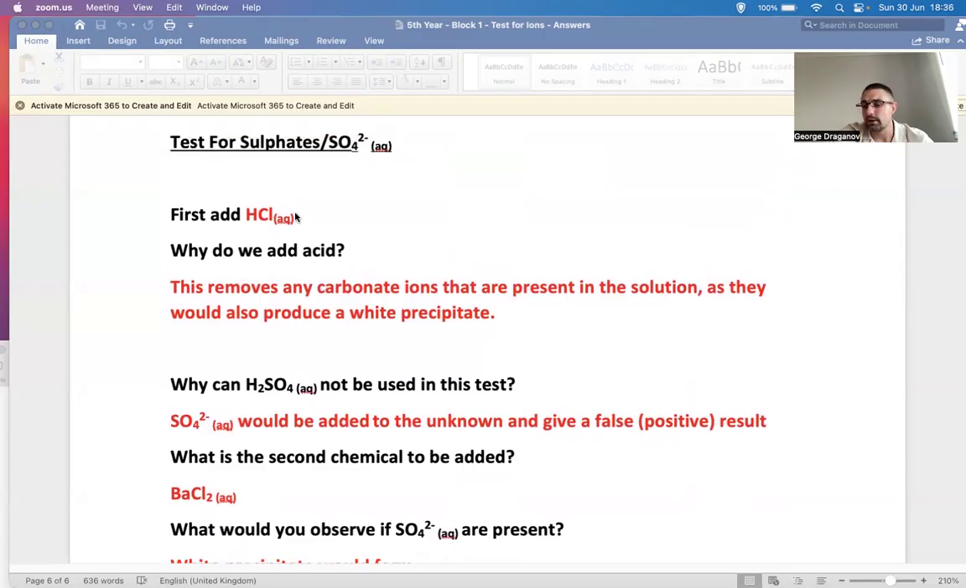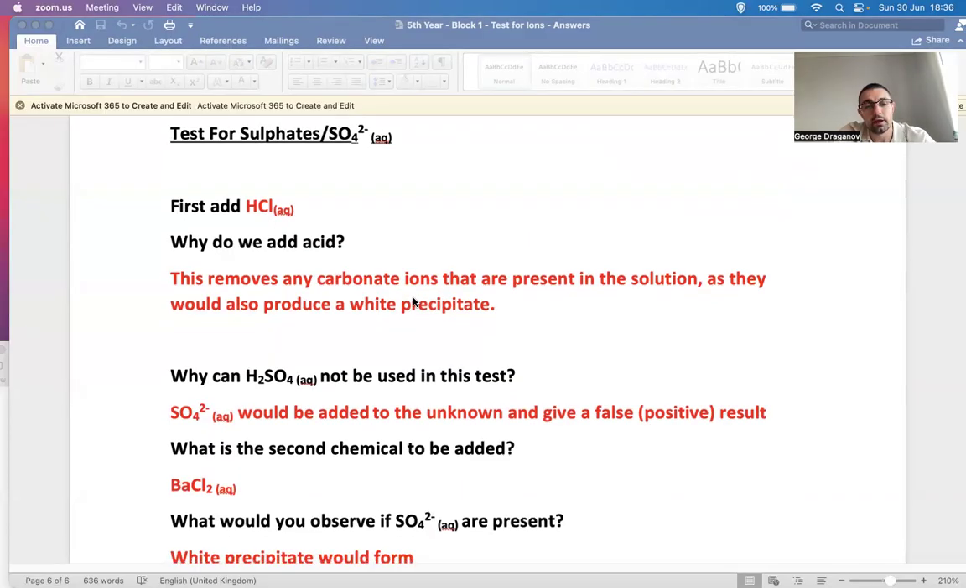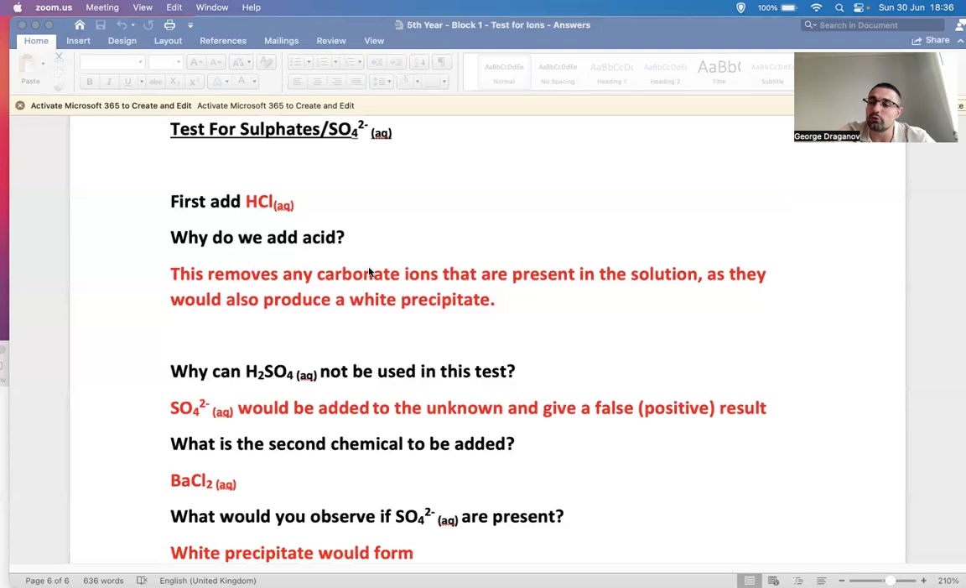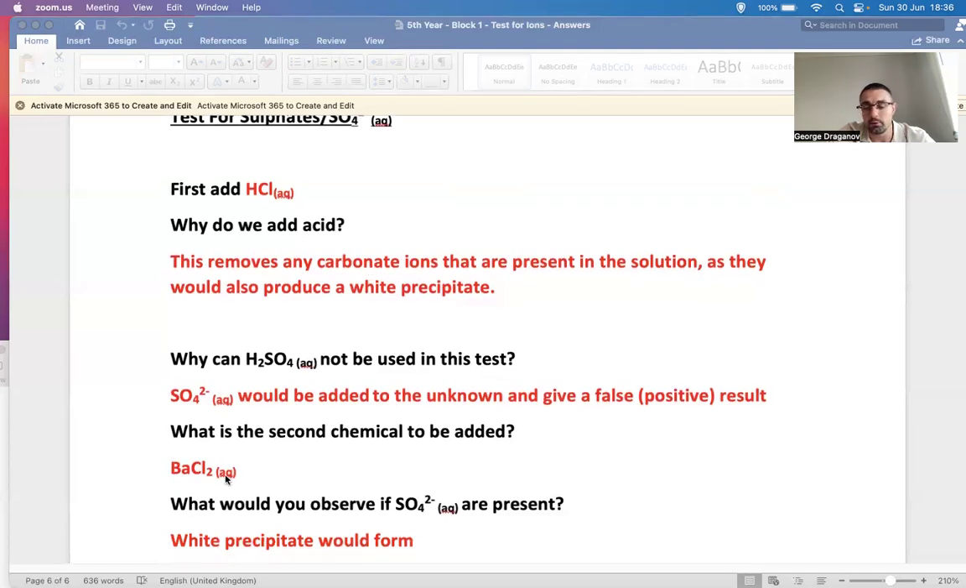Why should you bother adding an acid first? The answer is to make sure that there's no carbonate ions. If there's a carbonate ion, you can get a false positive test because carbonates also produce white precipitates with barium chloride. They basically form barium carbonate, which is a white solid.